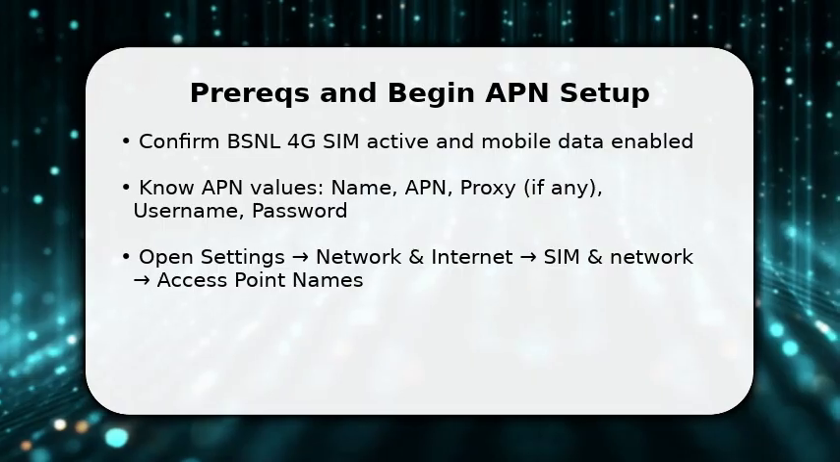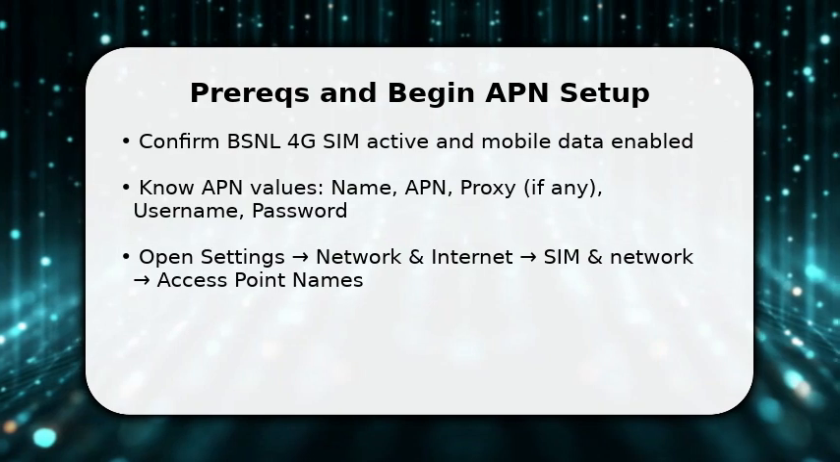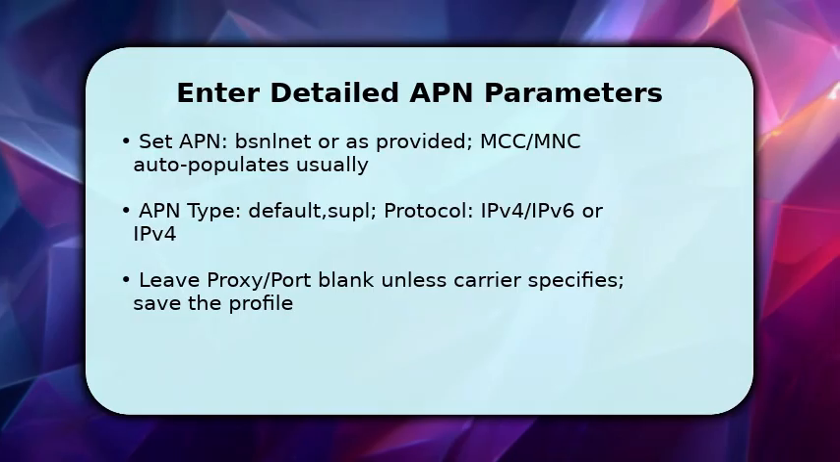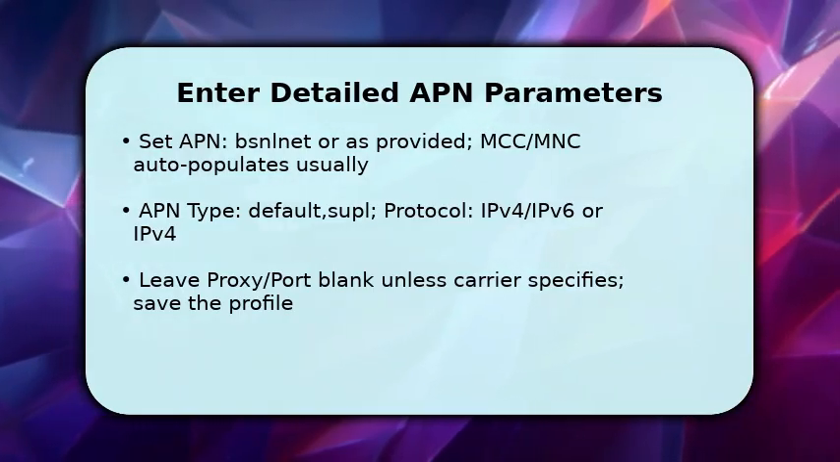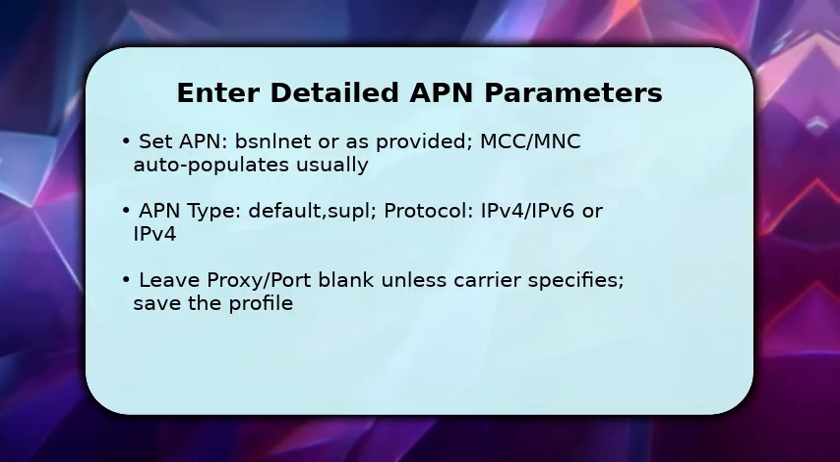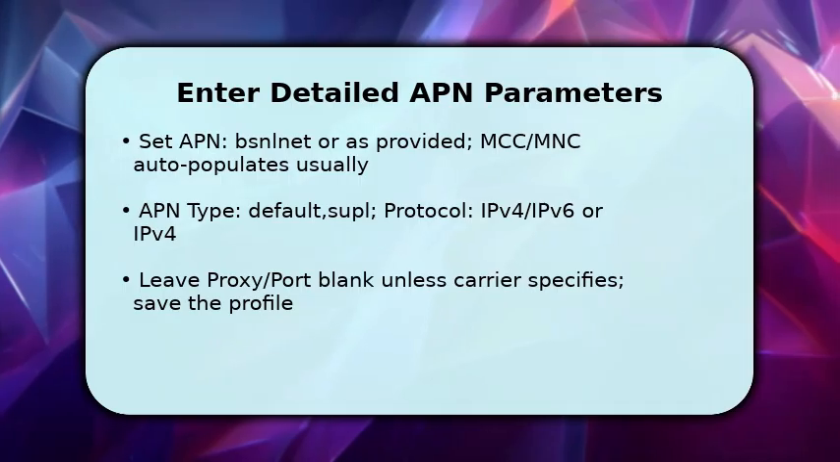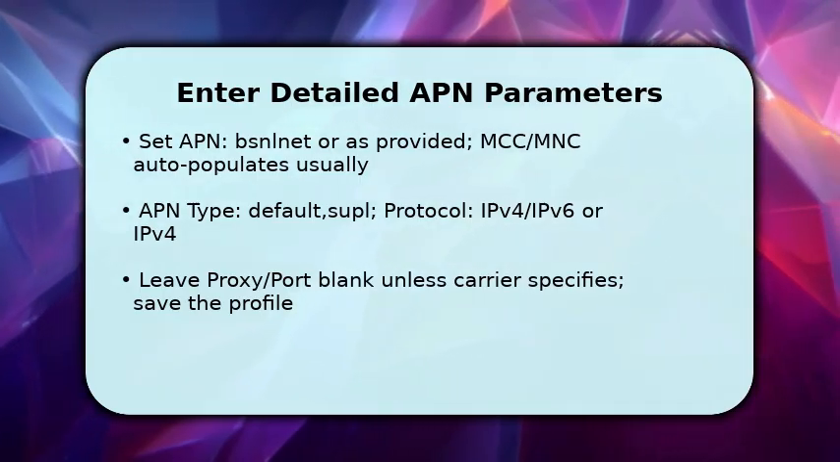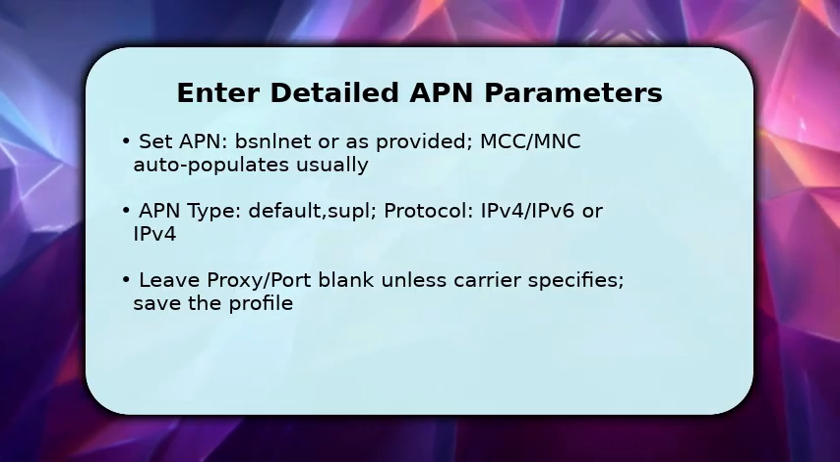Make sure you can type without autocorrect changing dots or underscores, because exact characters matter for a proper connection. Now you populate the detailed fields. APN value should match Bsnl recommended string, and APN type should include default and supl so DNS and GPS assistance work. Once done, set the APN protocol to IP4/IP6 or IP4 depending on device compatibility. This affects how IP addresses are assigned.